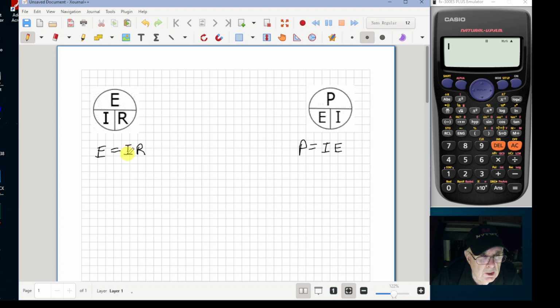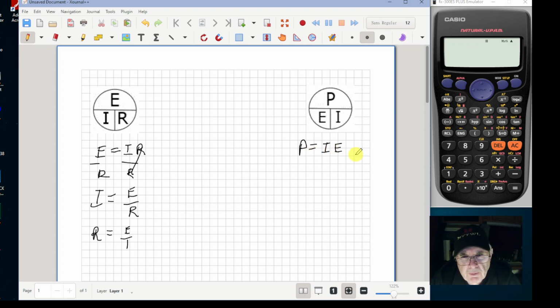Current is going to be equal to voltage divided by R. How did I get there? I divide both sides by R. And those cancel. So I then is equal to E over R. And do the same thing here. And R then is equal to E over I.